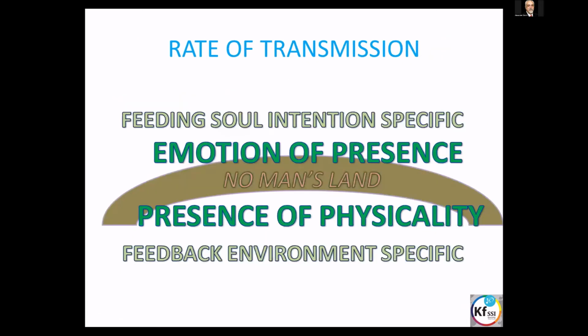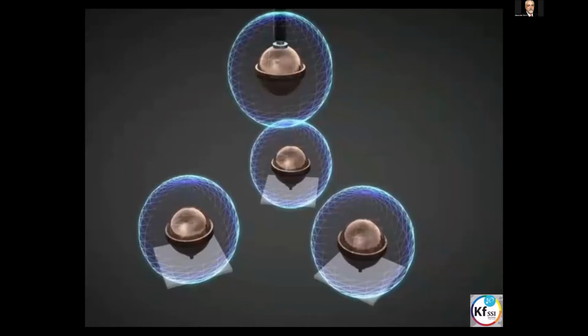And so what affects this whole success is the rate of transmission. So the rate of transmission is our ability to take this motion, which is in the presence of physicality, and the emotion, which is the emotion of presence. And how do we cross this no man's land in between the feeding of our soul intention and the feedback of the environment that we're in?